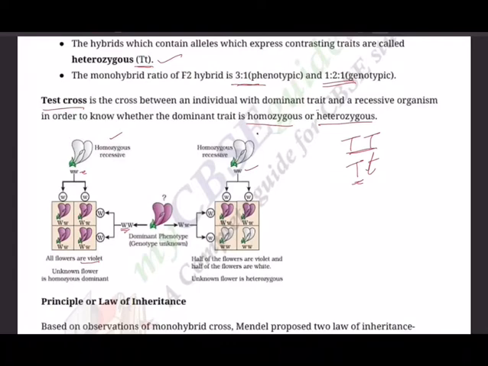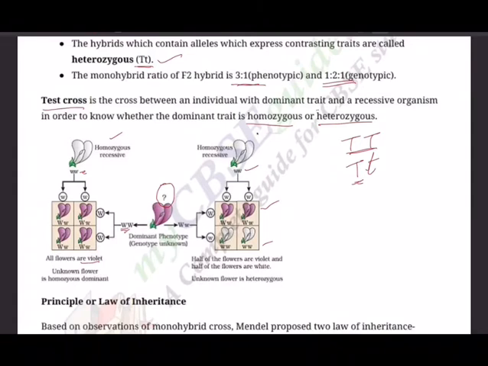So homozygous dominant. Whereas on the other hand, the dominant phenotype, of course why question mark, we don't know what the genotype of it is. So we are doing the test cross. When we cross this, half of the flowers are violet, as you are seeing, because of the gene combination capital W, small w, and half of the flowers are white because the recessive gene is present, small w.